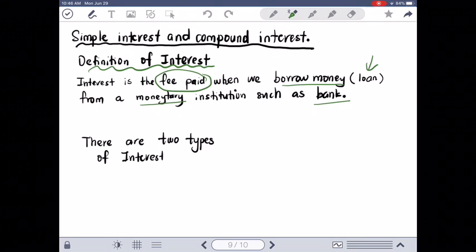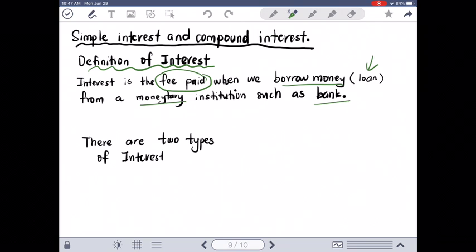Okay. You go to the bank, right? Say you want to set up a business, you want to build a shop. You need some money in order to probably rent the shop and then buy some goods. You do not have money but you want to start a business, so you need some money.